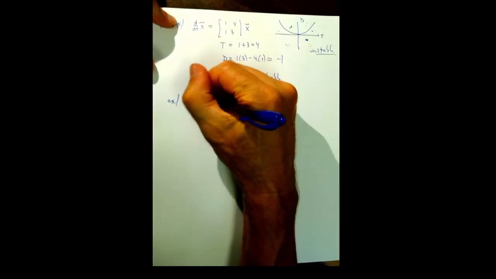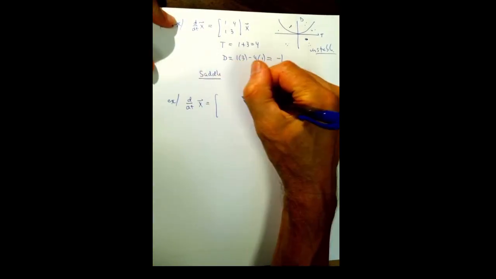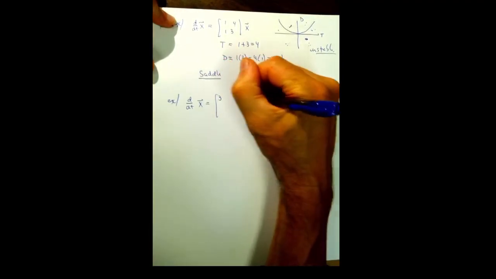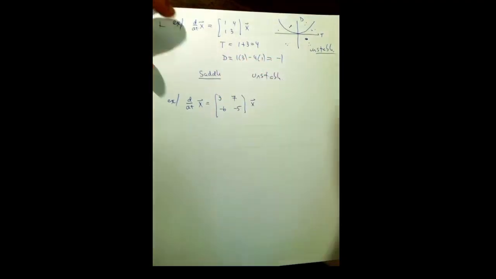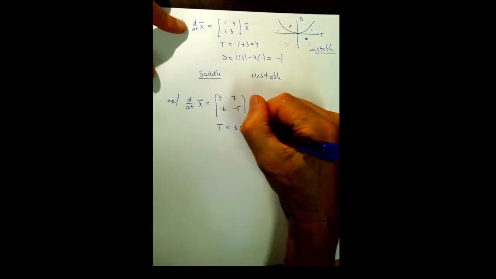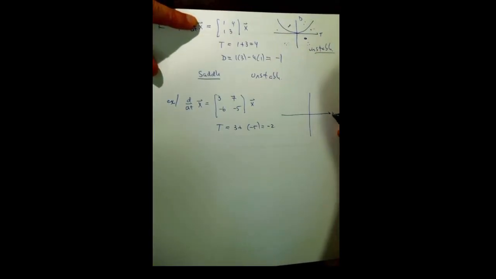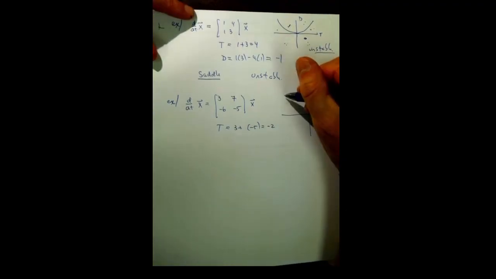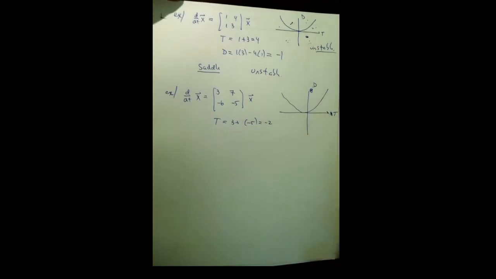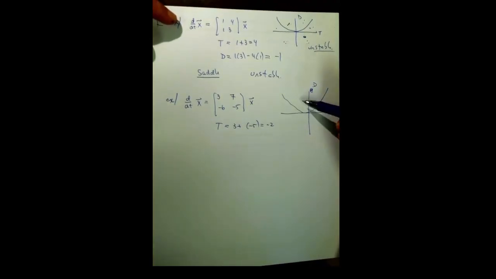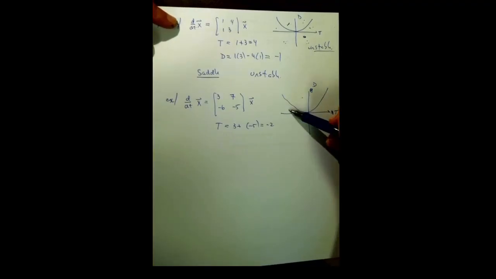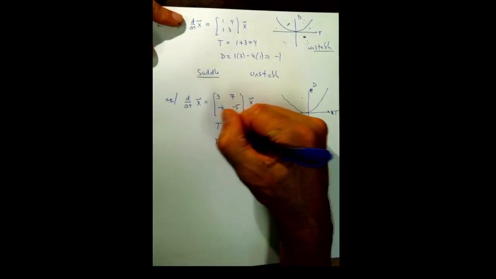Another example. Suppose the derivative of x is equal to a matrix times x, and the matrix is 3, 7, minus 6, minus 5. The trace is going to be 3 plus negative 5, which is negative 2. So the trace is negative, and if the determinant is positive, it's going to be stable. It could be oscillating and stable, or it could be a sink, but it could also be a saddle, which is unstable. So I don't know yet, so I need the determinant.